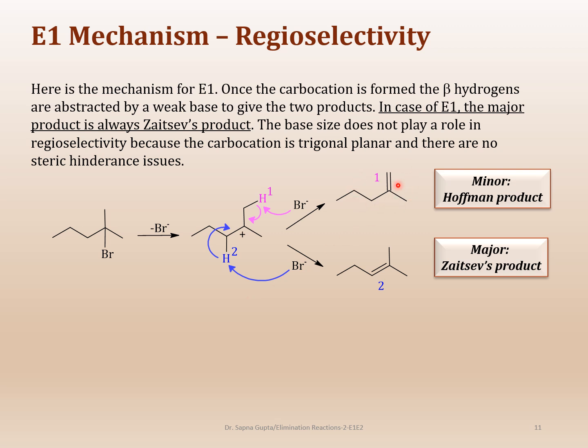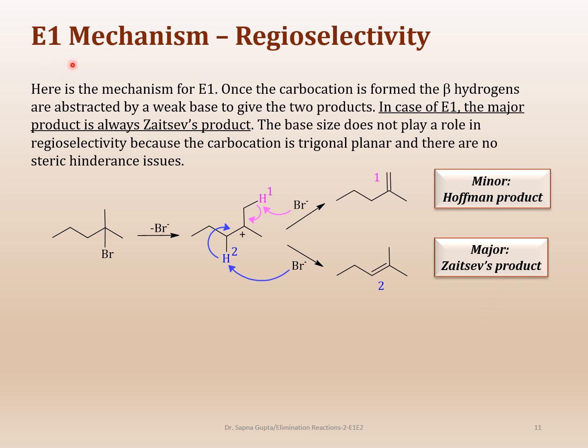So here you end up getting this alkene from elimination of this proton, and then this alkene, which is the Zaitsev product, from the elimination of this blue proton. So you still get two products, but in an E1 mechanism invariably the major product is Zaitsev's product. So if you want Zaitsev's product, you may want to choose the E1 mechanism.